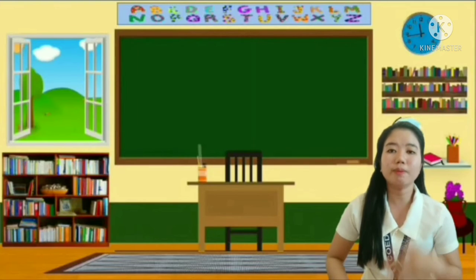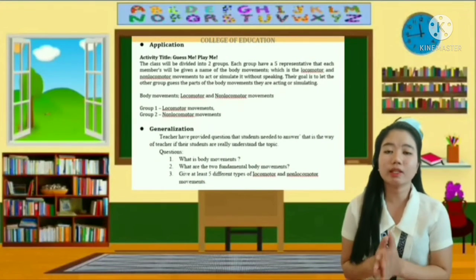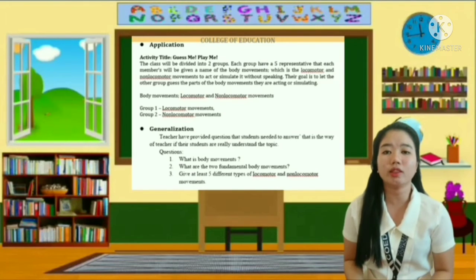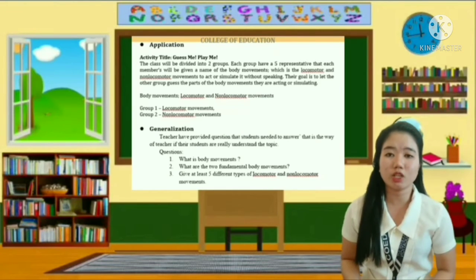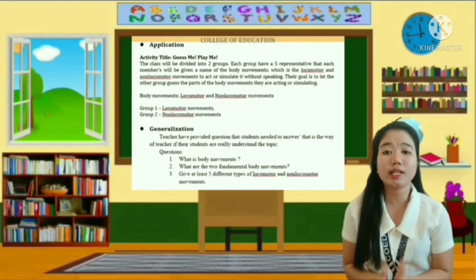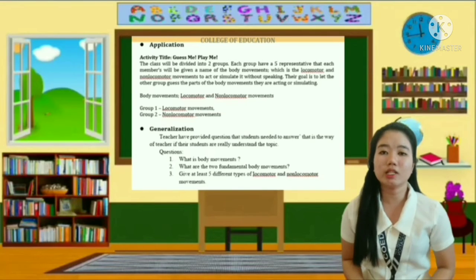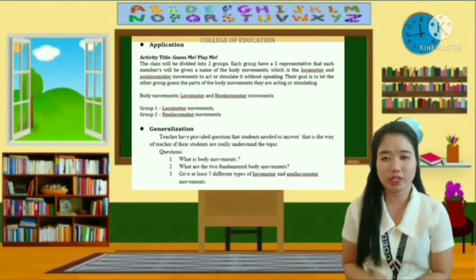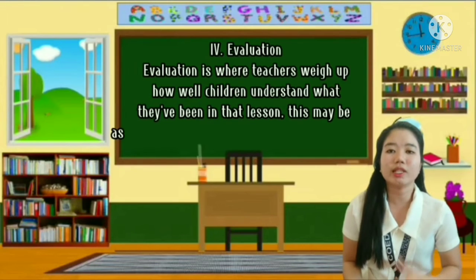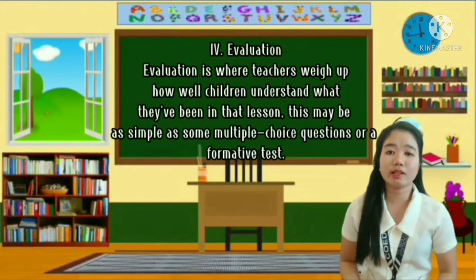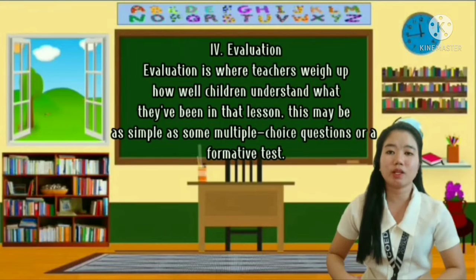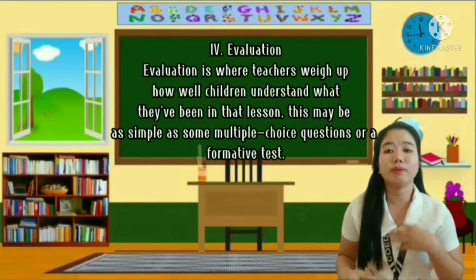And for the application, the teacher will provide some activities that help learners apply their learning to new situations or contexts beyond the lesson and connect it to their own lives. For the generalization, making a generalization about the lesson will conclude the lesson by asking some questions that will help them to criticize their learning. For evaluation, this is where the teacher weighs up how well children understand what they've learned in that lesson. It may be as simple as some multiple choice questions or a formative test.